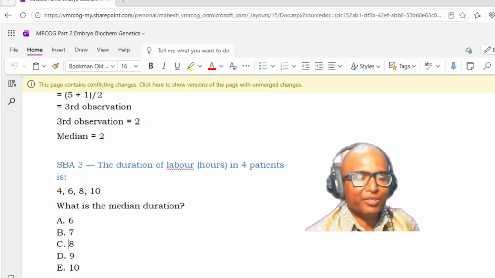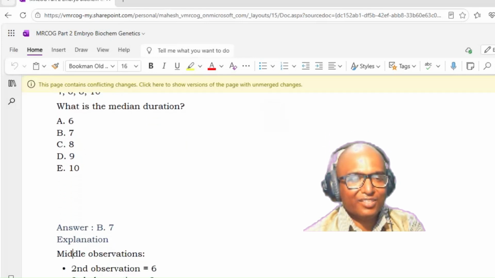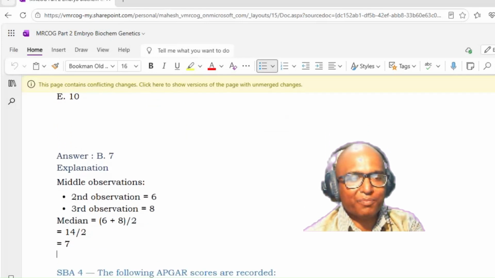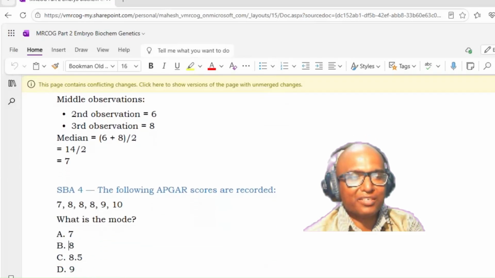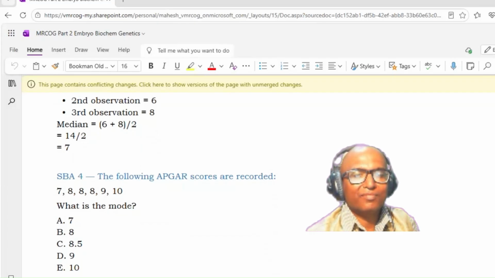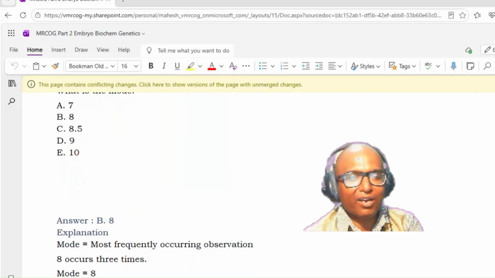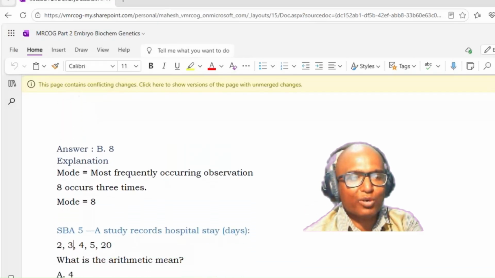Any doubt? No, sir. Clear? Yes, sir. So no confusion now for such problems. Next, solve this now. The following Apgar scores are recorded: 7, 8, 8, 8, 9, 10. What is the mode? Mode is the most frequent, so 8 is the answer, B. Yes, it is the most frequently occurring observation. 8 occurred 3 times.